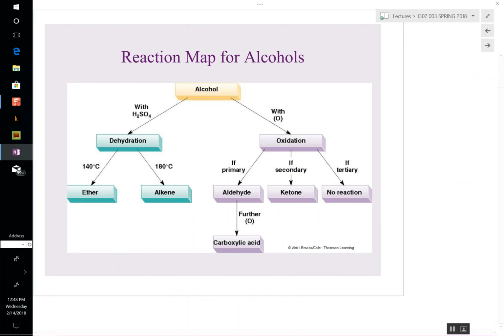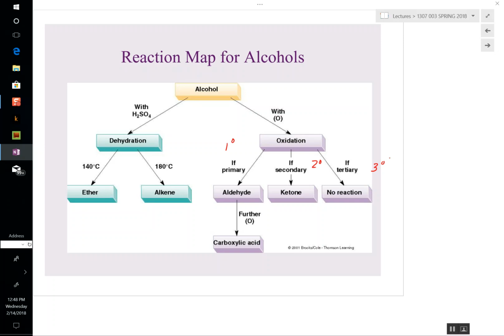All right, there are two of these slides that kind of summarize the reactions. I'll skip over this one. This one may be the better one. This is what we just talked about. Alcohols can dehydrate to form an alkene. Alcohols can dehydrate to form an ether. You can oxidize alcohols, and primary, secondary and tertiary alcohols oxidize differently.